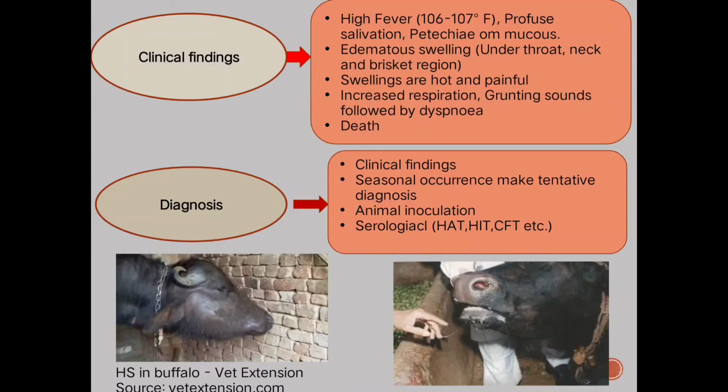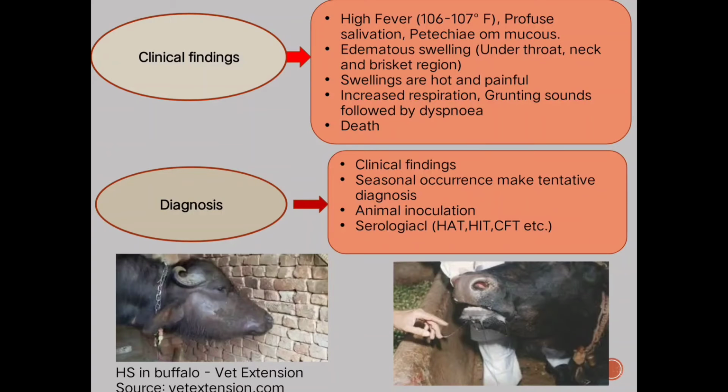The pressure put on the lungs reduces the respiratory efficiency. To counter that, initially the body will try to compensate for the pressure on the lungs by increasing respiration, and there will be grunting sounds followed by dyspnea and death.